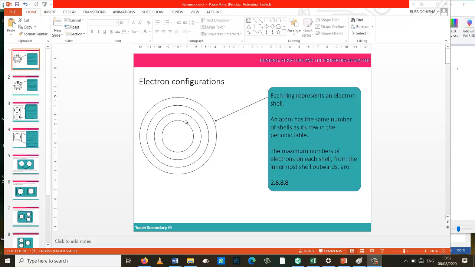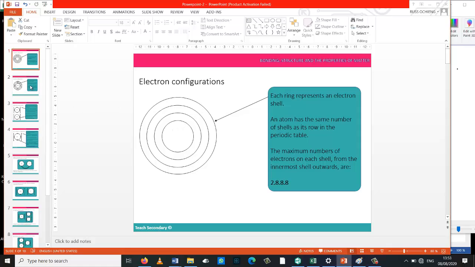In our case, we have how many energy levels? 1, 2, and 3. This one represents the nucleus. Also keep in mind that the number of energy levels represents the period to which that element belongs. In this case, if we have energy level 1, energy level 2, and energy level 3, it means that the element is in period 3.